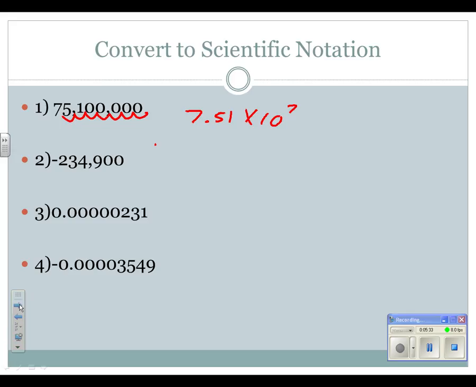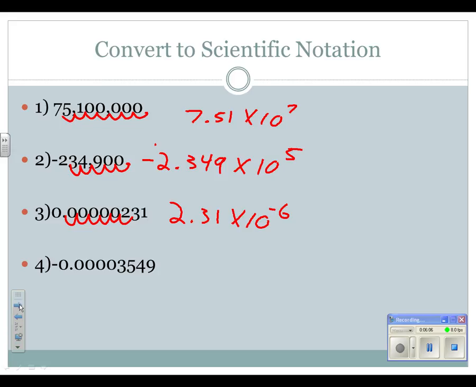There we go again. Our decimal is actually right here. So it's 1, 2, 3, 4, 5. We keep it negative: negative 2.349 times 10, and we moved it 5 places, so there's our exponent. Going the other way, now we're going 1, 2, 3, 4, 5, 6. So it's 2.31 times 10. This time we move the decimal to the right, so it's negative 6.